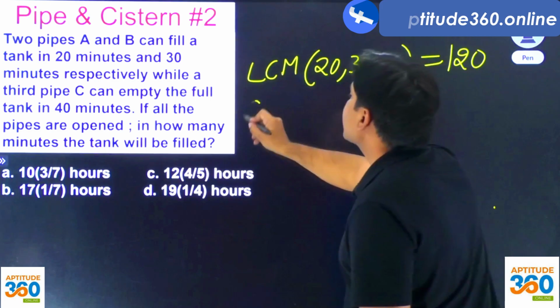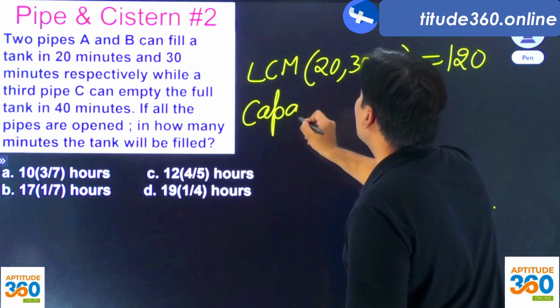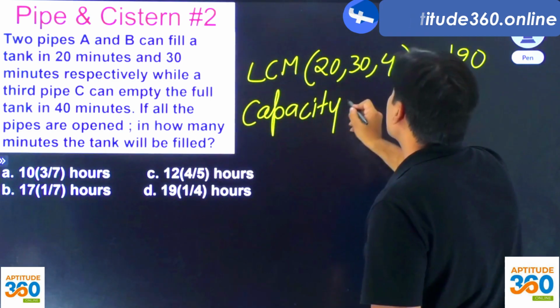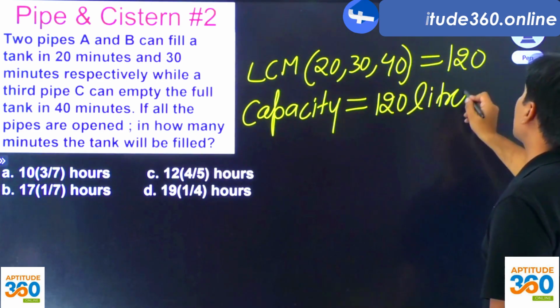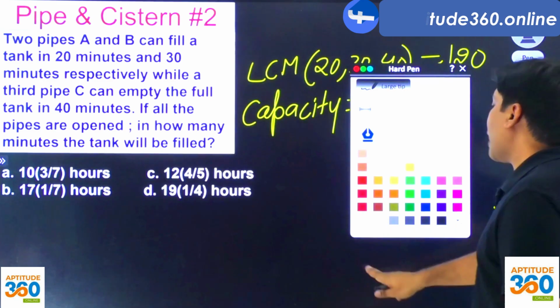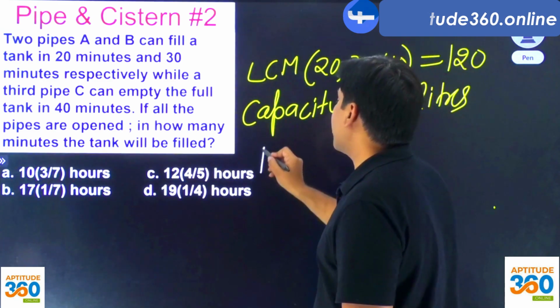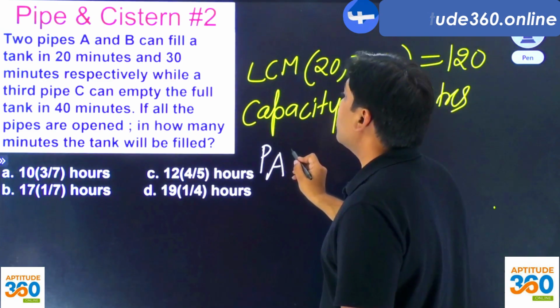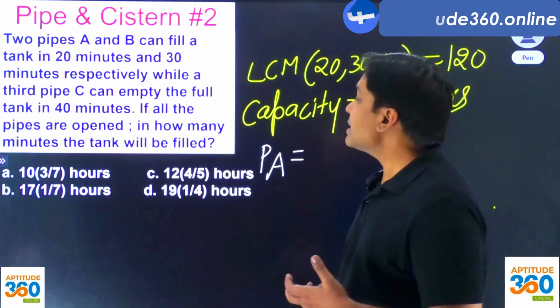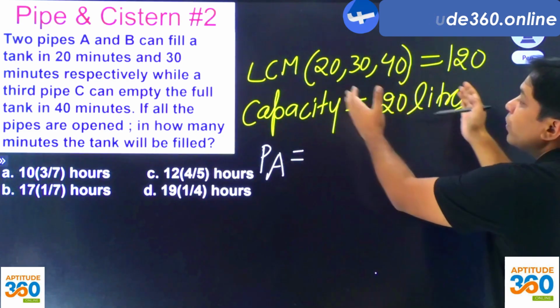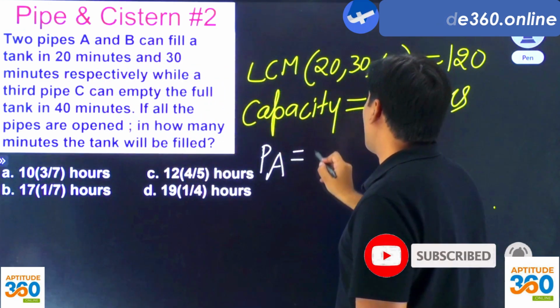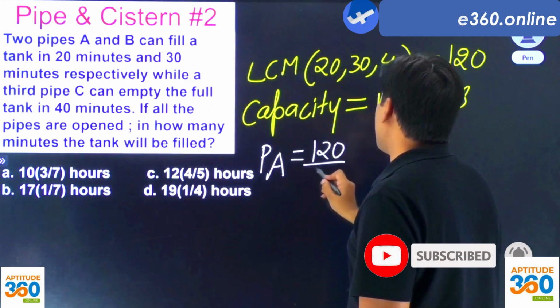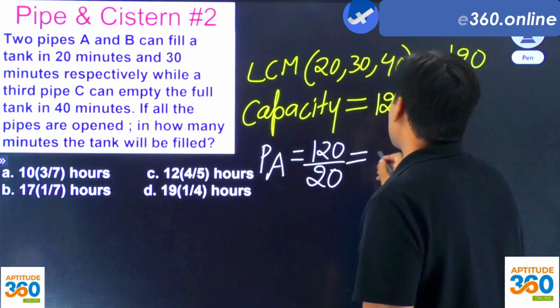So what is the second step? You should say that capacity of your tank is 120 liters. And what is the next step? You should find out their individual rates. So pipe A fills this entire 120 liters in how many minutes? 20 minutes. So can I say that 120 liters in how many minutes? 20 minutes. So that comes out as what?